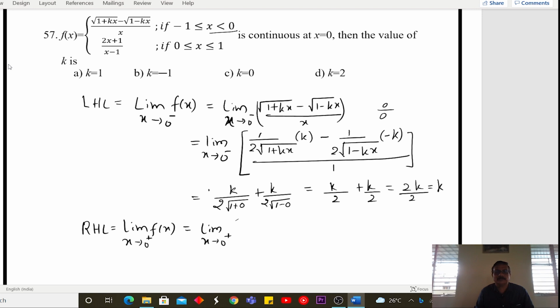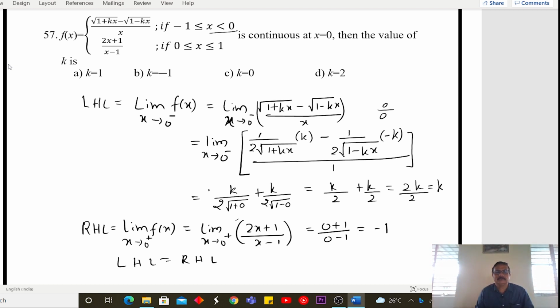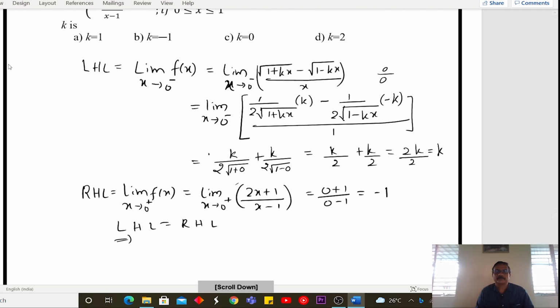Its corresponding value is (2x + 1)/(x − 1). Put x equal to 0: (2 × 0 + 1)/(0 − 1), that is −1. Therefore, since the function is a continuous function, by the definition of continuity, LHL is equal to RHL. LHL value is k, RHL is −1. So k is equal to −1. Which one is the right option? Option B is the right answer.